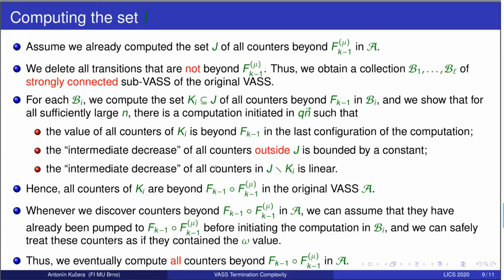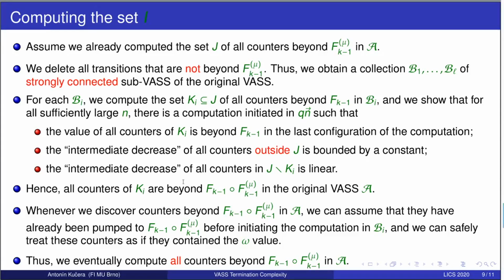By further modifying these computations, we show that they are usable for the purpose of pumping the values of the counters in Ki even beyond f_{k-1}(μ)+1 in the way I already indicated. So we assume that we previously pumped all of the counters in J beyond f_{k-1}(μ), and then we use these modified computations to show that the counters in Ki can actually be pumped also beyond f_{k-1}(μ)+1.